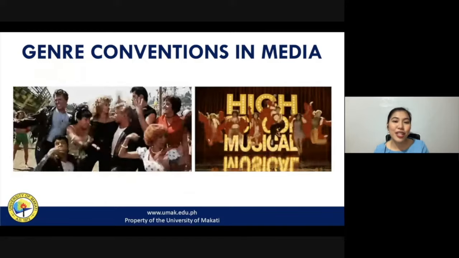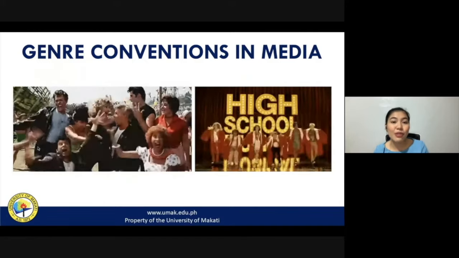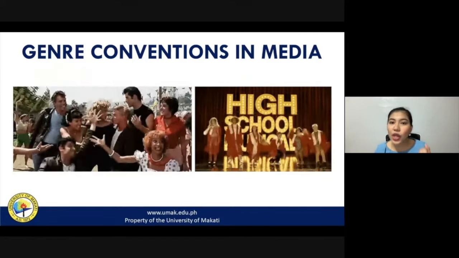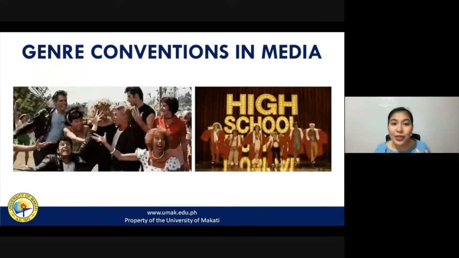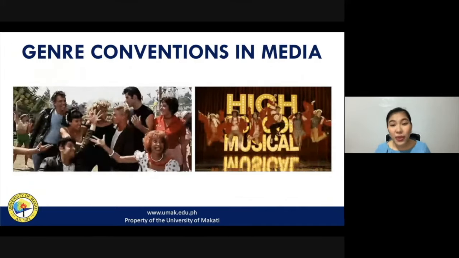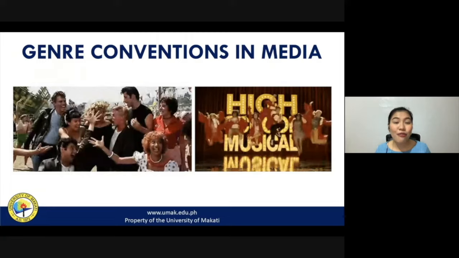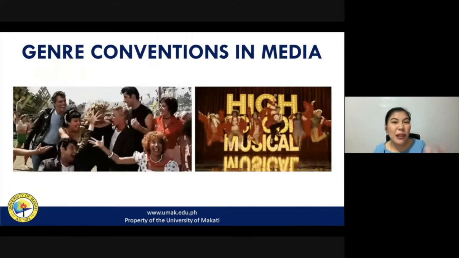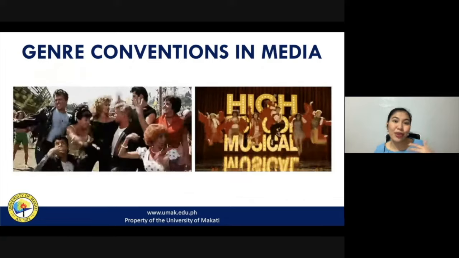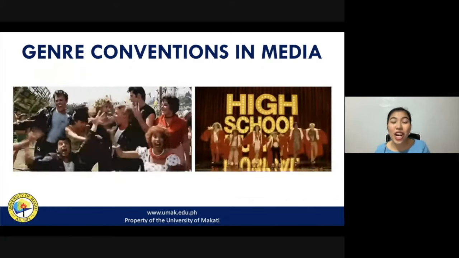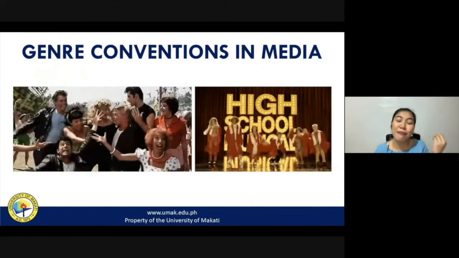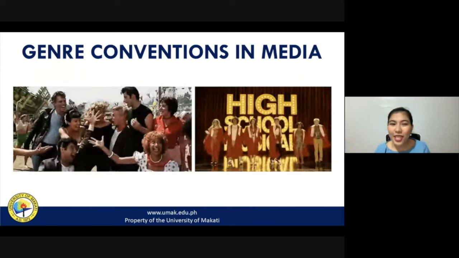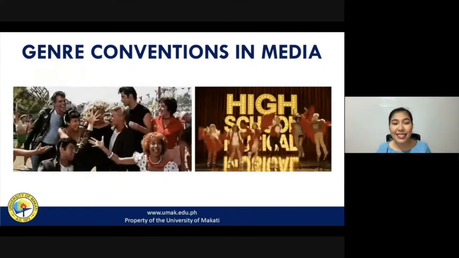Another genre convention that is commonly used in media, especially when a movie or a television show is about high school or the high school life, you would notice that characters are often represented based on the group to which they belong in high school. There would be troublemakers, there would be the jocks or the athletes, there would be the popular girls, there would be nerds, there would be castaways, etc.